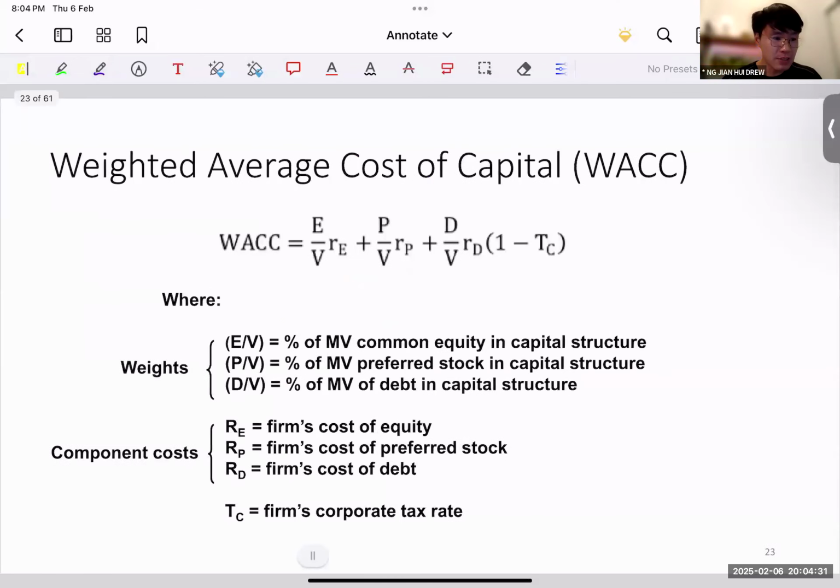Just hold on, I just want to quickly show because you were asking the question. In our WACC, preferred stock is separate. Preferred stock is RP. RP is given here. So it's three components. In case there is no preferred stock in your question, just ignore this.